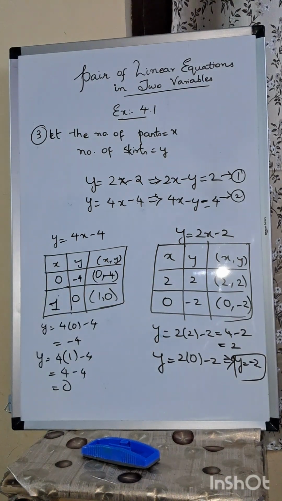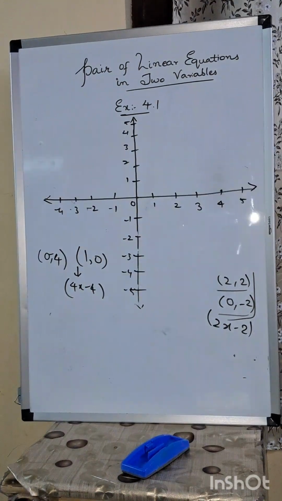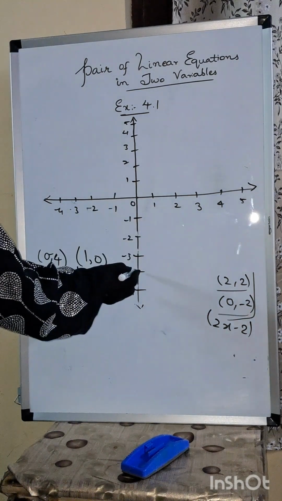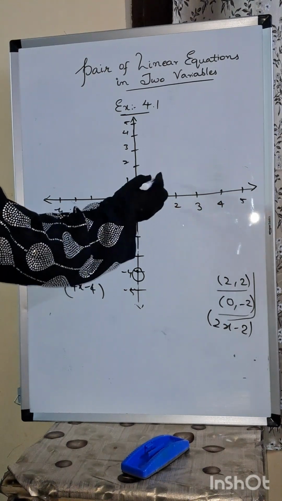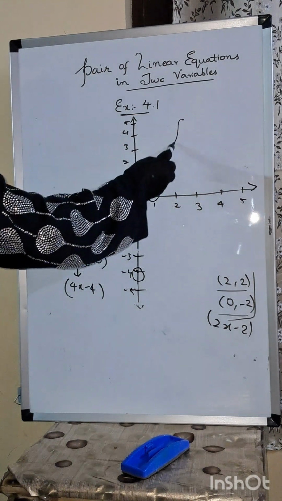Now let us draw a graph for this. 0 comma minus 4, so 0 and minus 4. Here we have to plot the point 1 comma 0. So here you have to plot the points, right, and draw a straight line.